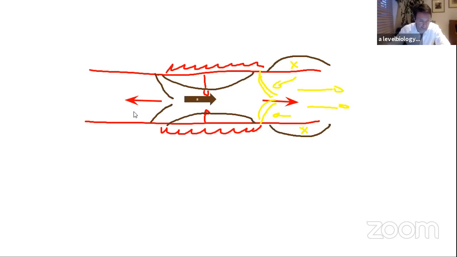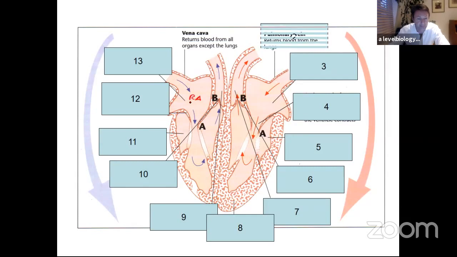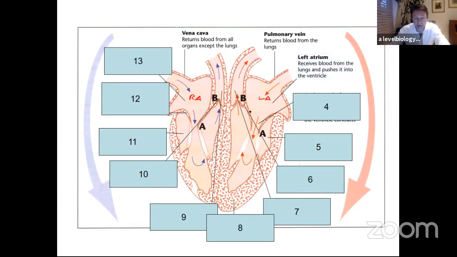Okay, going back. So some of the chambers for you: you've got the vena cava, which comes in, and this is coming into the right atrium. You've got the pulmonary vein, which is coming into the left atrium. You've got the atrioventricular valve. I like the term atrioventricular because it tells you where it is. It's between the atrium and the left ventricle.